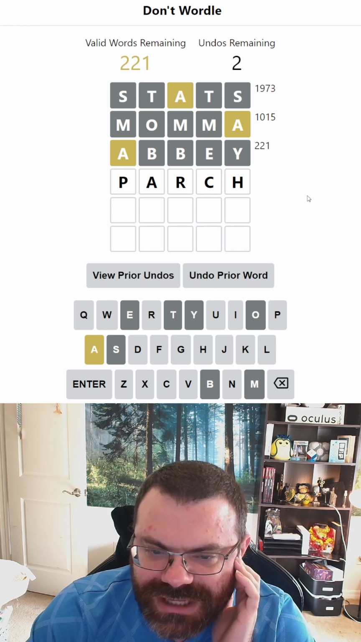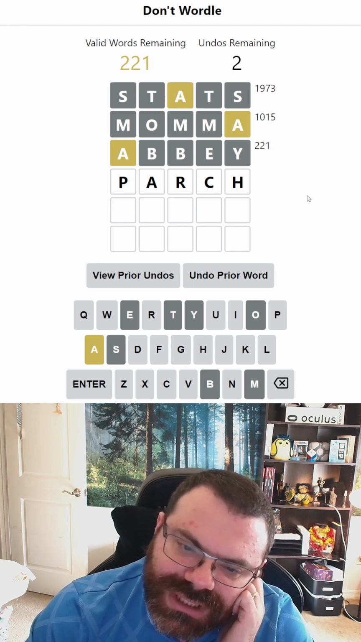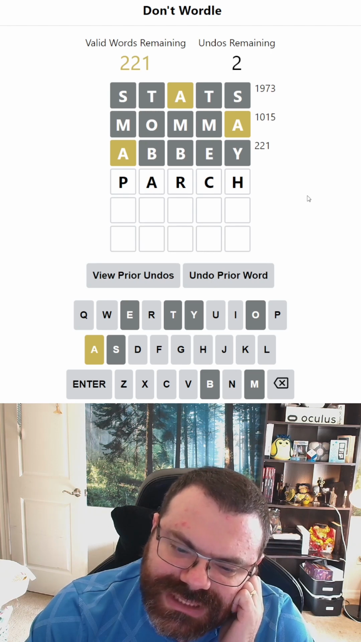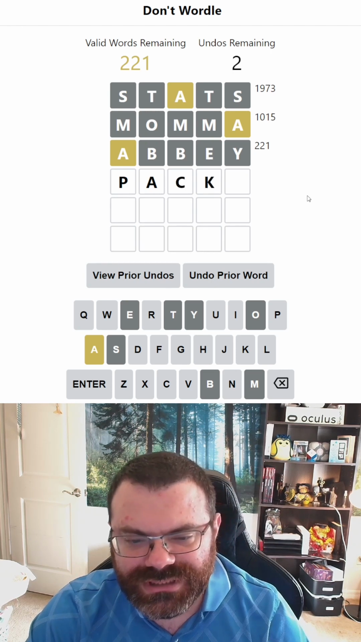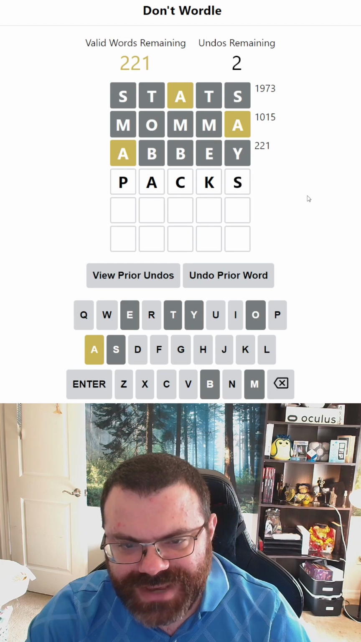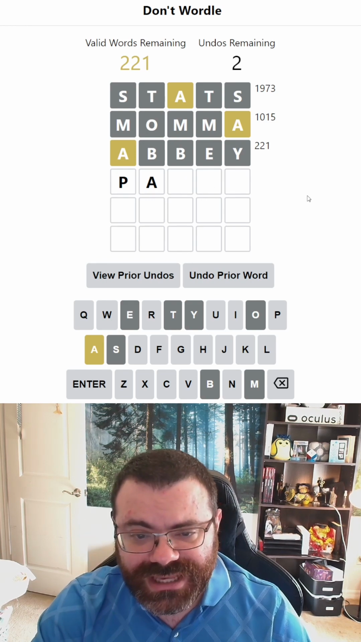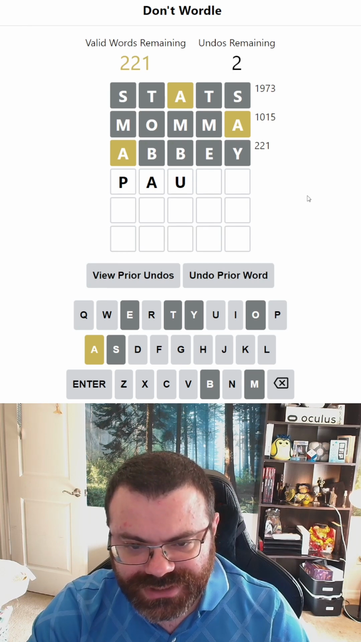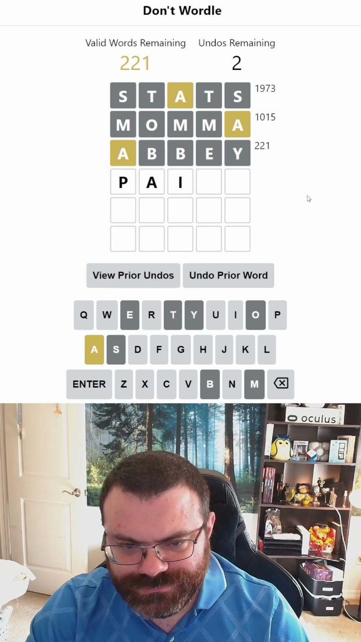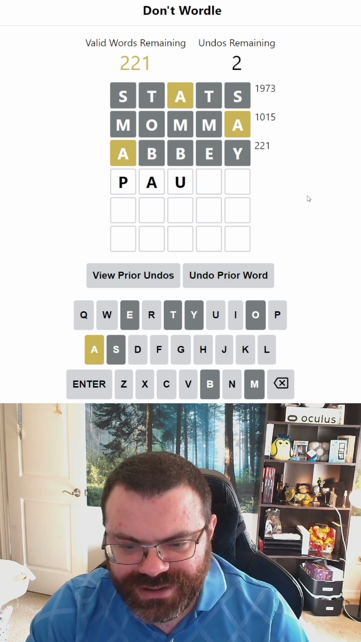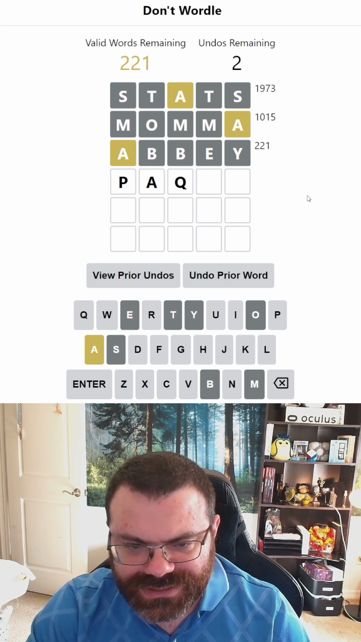So I might want to save that one for not fifth. But okay, well, if I did parch, C would be yellow. I'd have to use the C again. Is there like a pack word? I can't think of one because I can't do packs. Darn, pack seems so good, but how about PAU something? Can I do PAU something? Or PAI? PAU is better because panic has an I in it. Is there a PAQU word? Probably not.